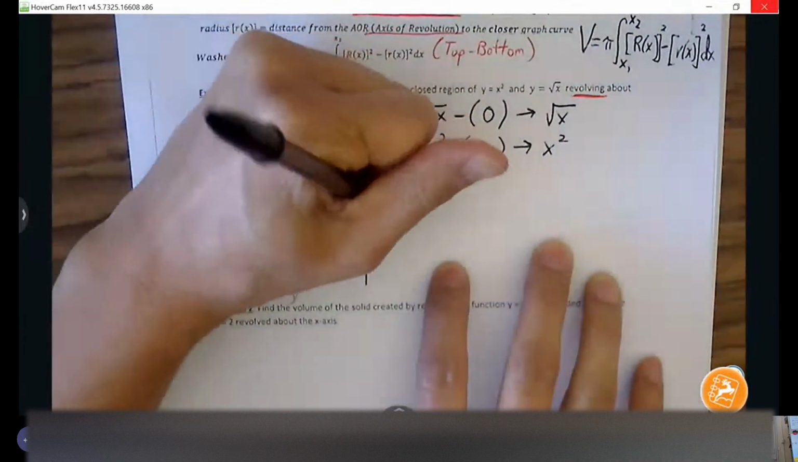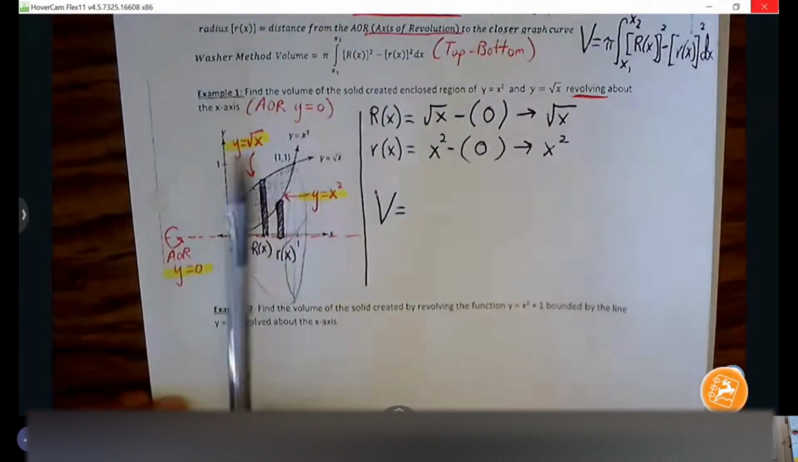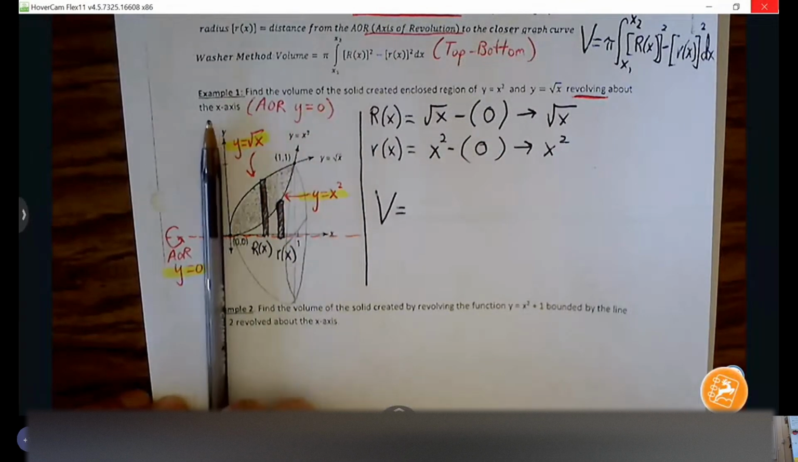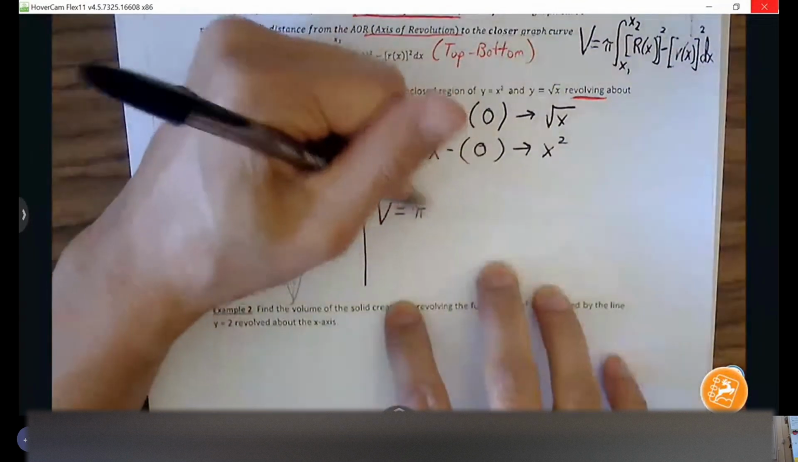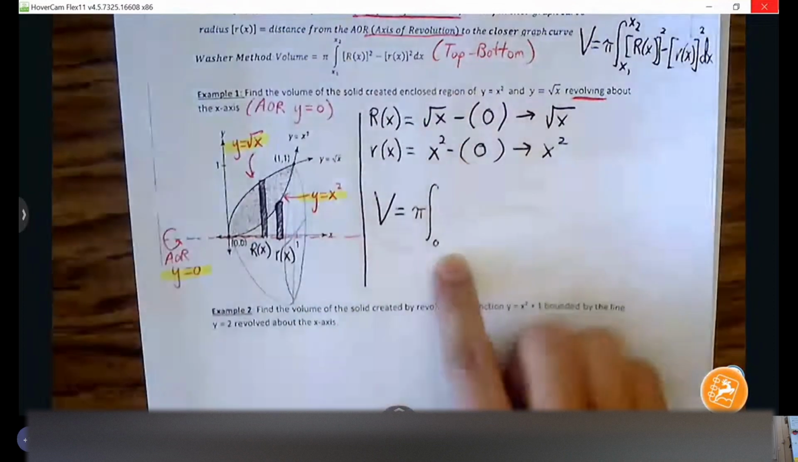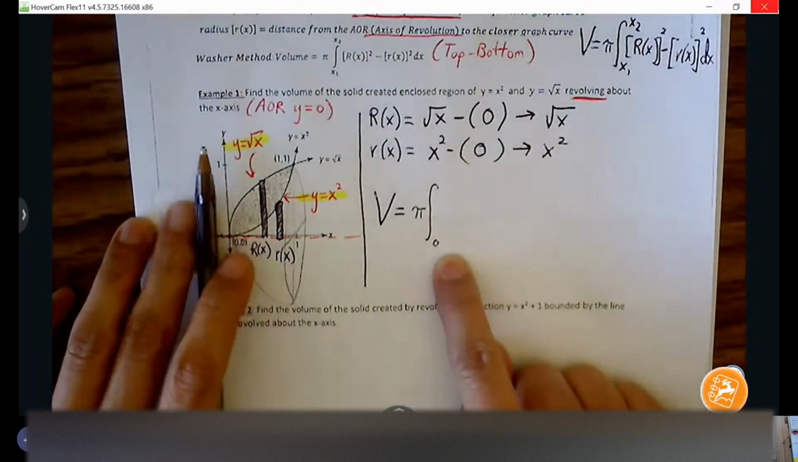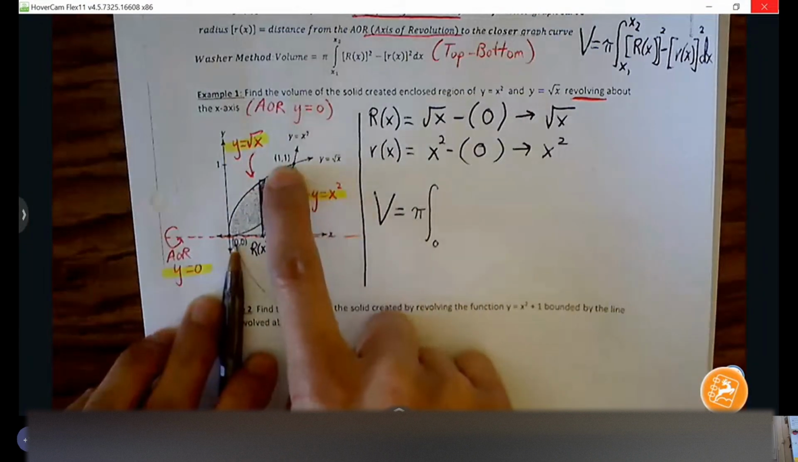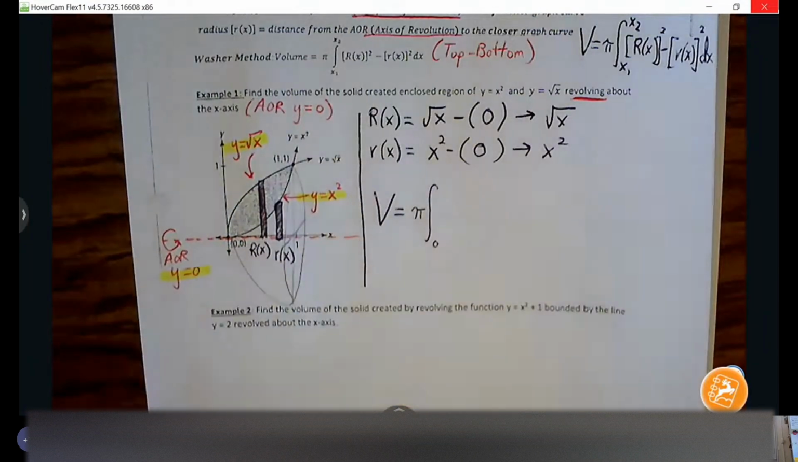So V equals, we'll jump directly into our formula. We're stacking circular rings from this end all the way to the other end. So what's the furthest left that we see? 0. So pi integral from 0, that's my x1. And my x2 is 1. I know we see duplicates here, but we're really looking at the x value, right? We're paying attention to the x value here.